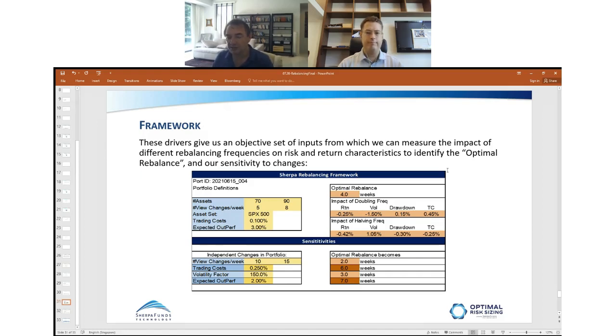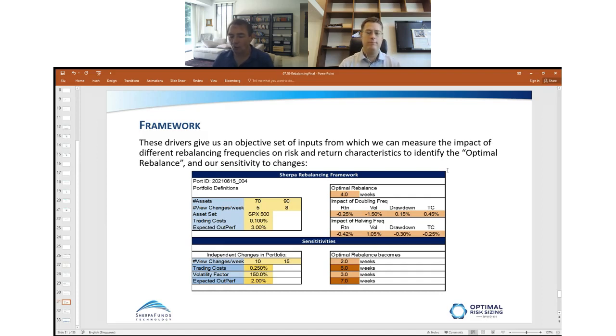That's the boxes on the right-hand side at the top. Then underneath, well, if your portfolio changes, or your number of views changes from between 5 to 8 to 10 to 15, then your rebalance frequency optimum should be 2. If your transaction cost goes from 10 to 25 basis points, it should go from 4 to 6.